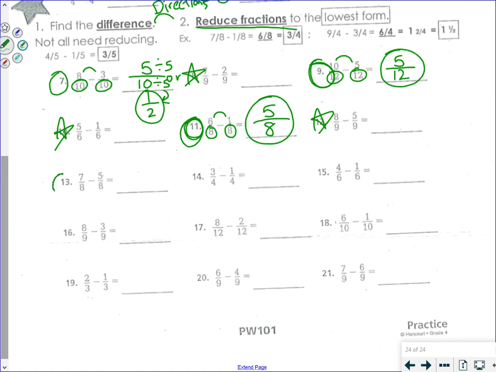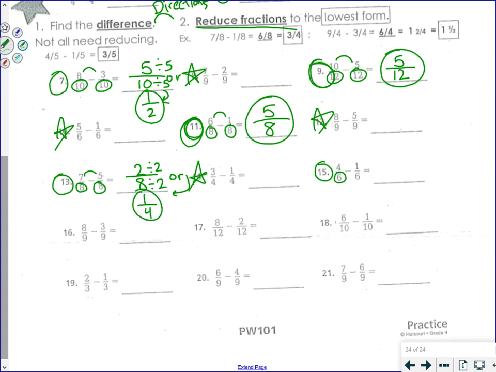Okay. Let's do this one. Star will be extra practice. The ones that we're circling, okay? So same denominator once again. Okay. 7 minus 5 is 2, okay? I know that if we take 2 out of both, that would give us 1, and 8 divided by 2 is 4. So 1/4, okay?